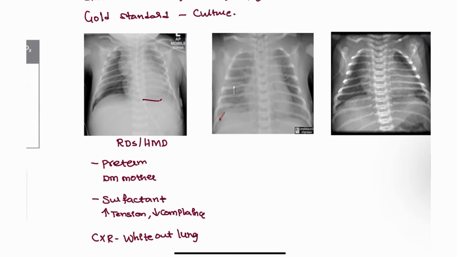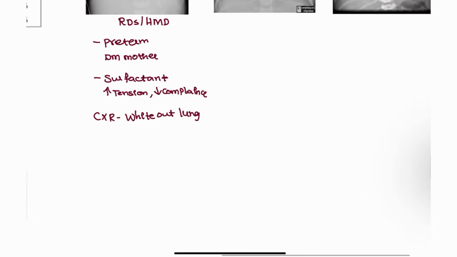And this is also known as the air bronchogram sign. Air bronchogram sign will be positive in this condition. So all these things are happening due to lung collapse due to surfactant deficiency.